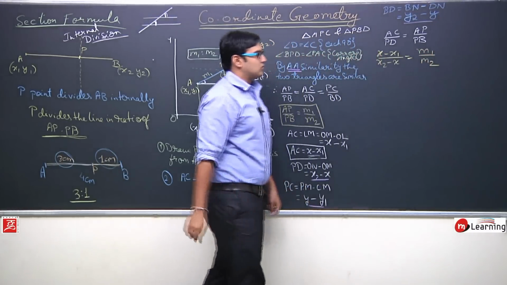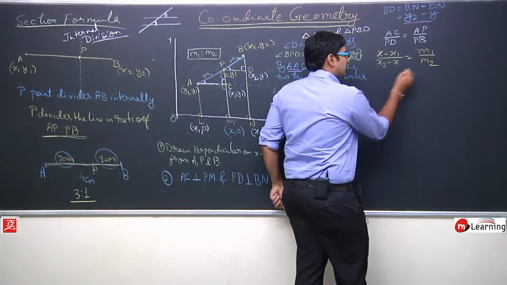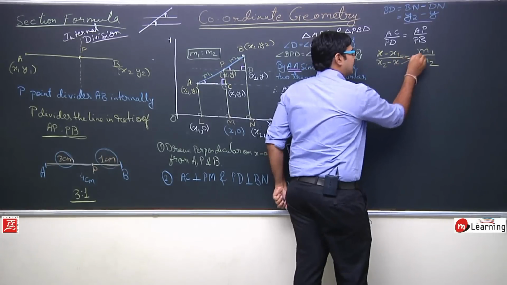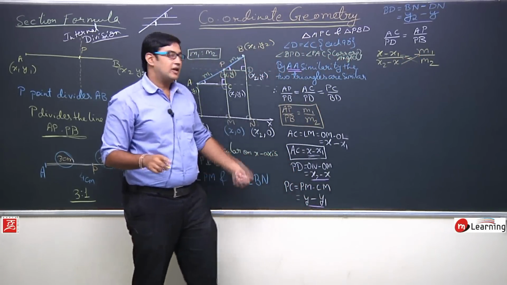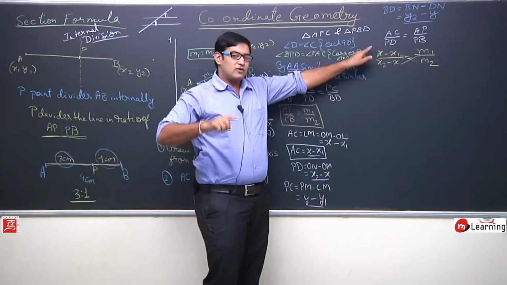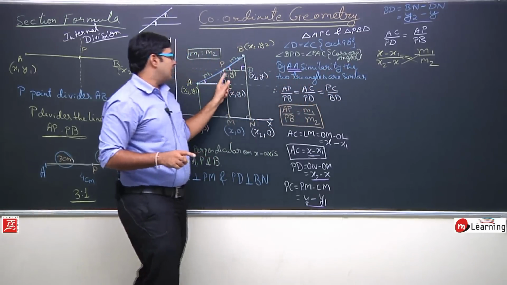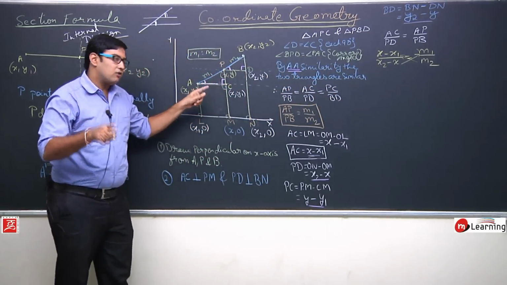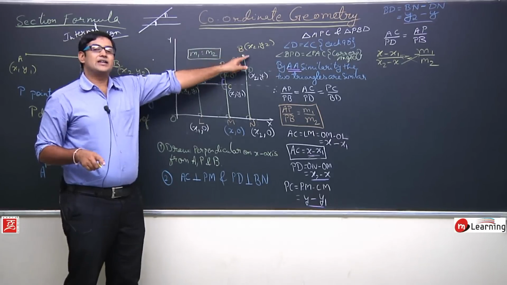Okay, this is m1 upon m2. Now can we solve this? Yes, it's very easy to solve this. You can cross multiply it here like this to calculate the value of x. What we want to deduce from this relation? We want to deduce the value of x in terms of m1, m2, x1 and x2.